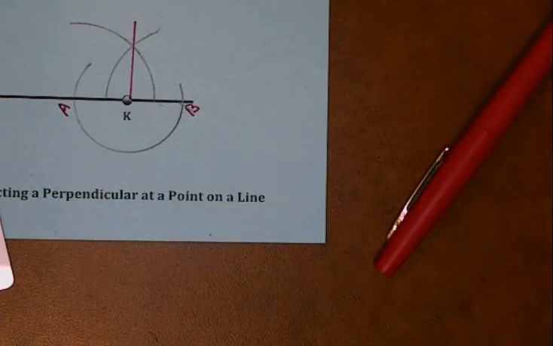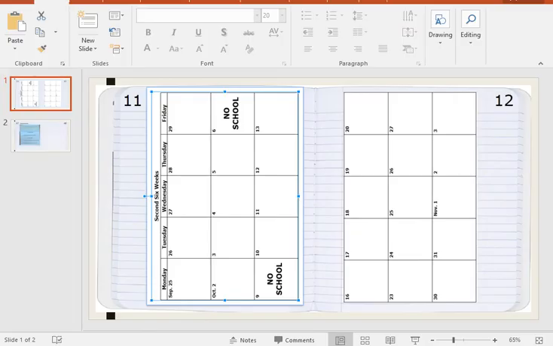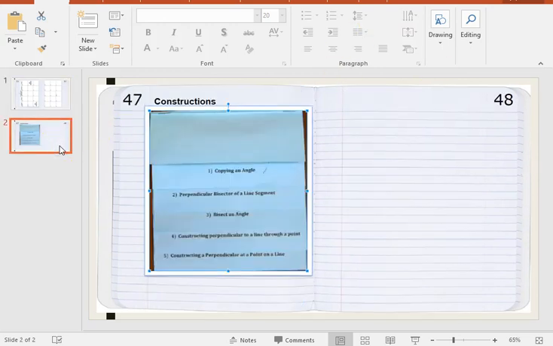One more thing. You're going to glue this onto your ISN on page 47.